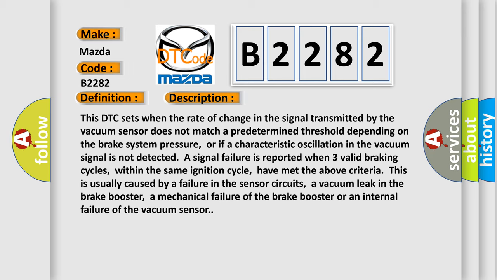This is usually caused by a failure in the sensor circuits, a vacuum leak in the brake booster, a mechanical failure of the brake booster, or an internal failure of the vacuum sensor.